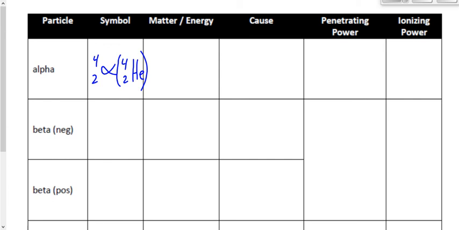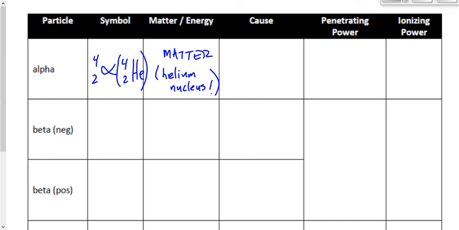Alpha particles are matter. They have mass. In fact, alpha particles are helium nuclei. One alpha particle is exactly the same thing as a helium nucleus, the helium nucleus that you breathe in when you breathe in the helium inside a balloon, just without the electrons orbiting around it.